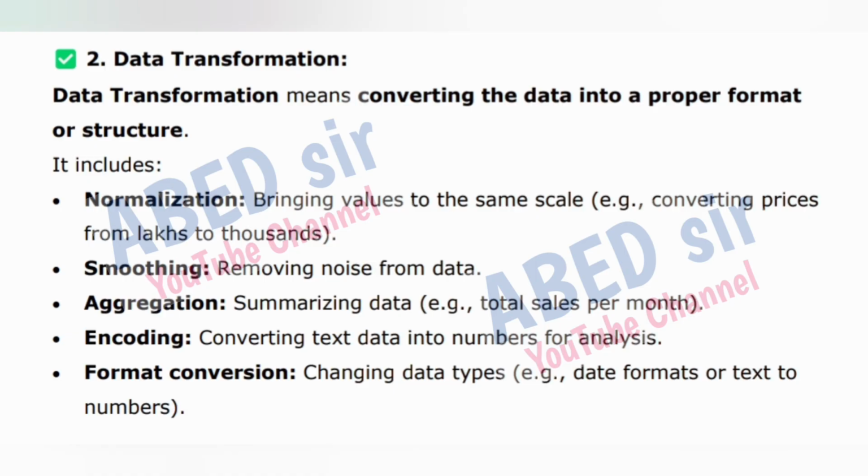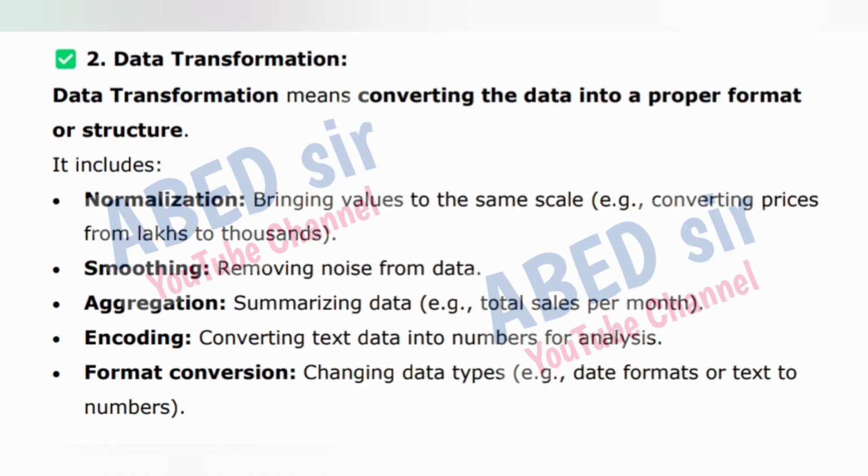2. Data transformation. Data transformation means converting the data into a proper format or structure. It includes normalization, bringing values to the same scale, example, converting prices from lakhs to thousands. Smoothing, removing noise from data.